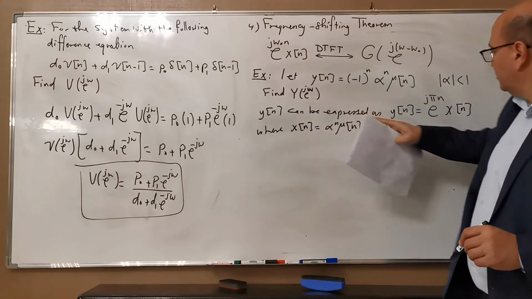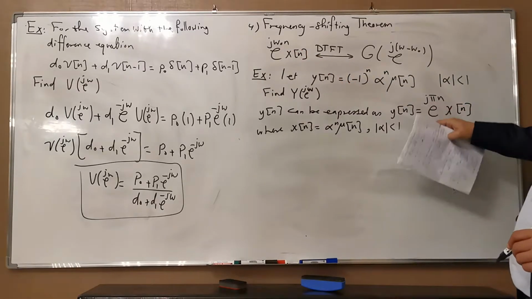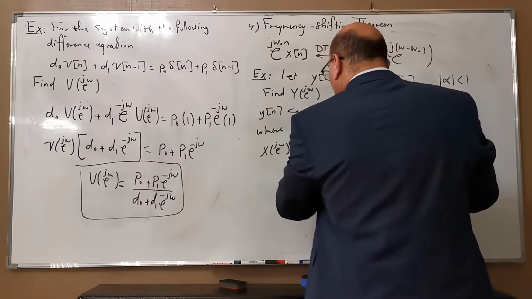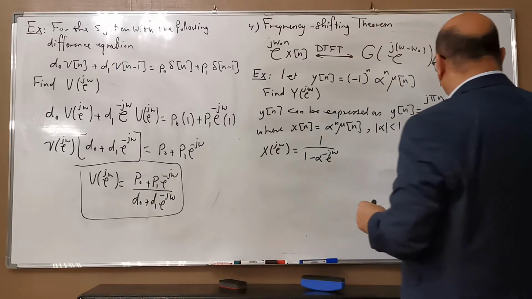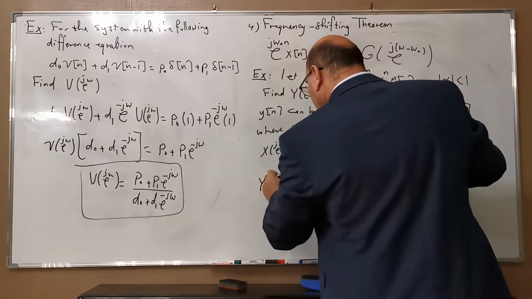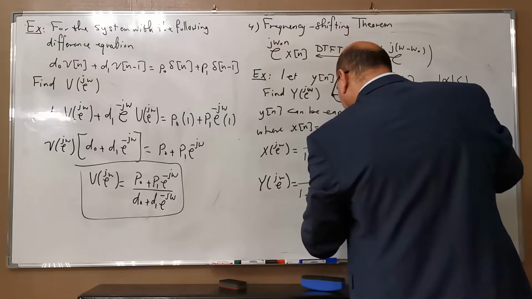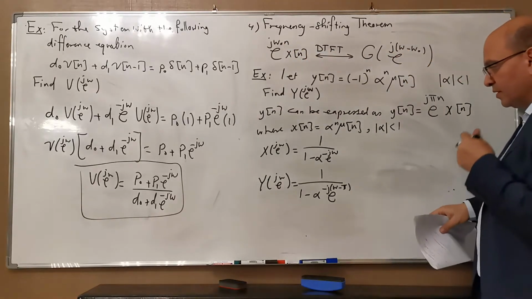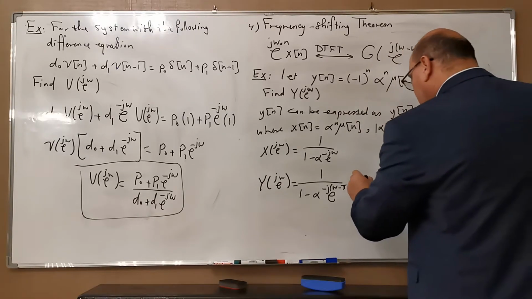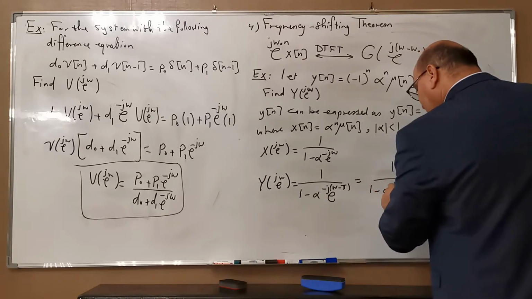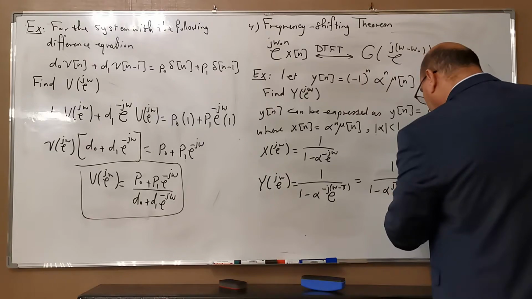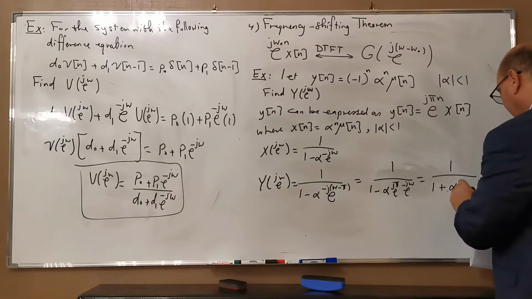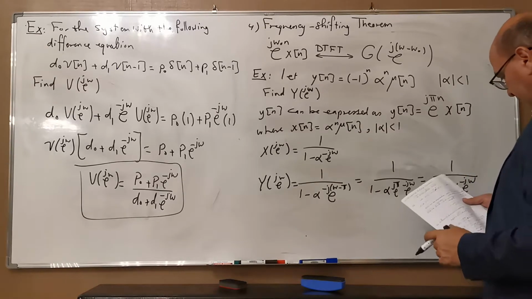So this one will look like this, with omega 0 equal to pi. Now, we know that X of e to the j omega equals 1 over 1 minus alpha e to the minus j omega. So we have Y of e to the j omega equals 1 over 1 minus alpha e to the minus j (omega minus pi), because omega 0 is equal to pi. So we replace every omega by omega minus omega 0. So this is equal to 1 over 1 minus alpha e to the j pi e to the minus j omega. E to the j pi is minus 1, so this is equal to 1 over 1 plus alpha e to the minus j omega. Okay? So this is the answer.